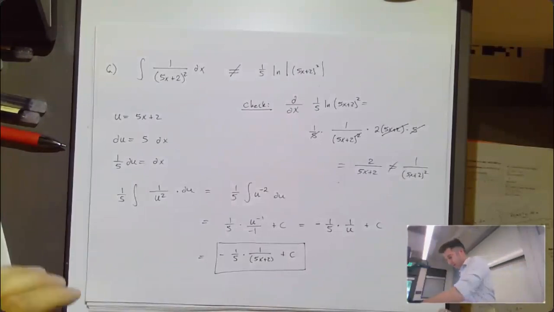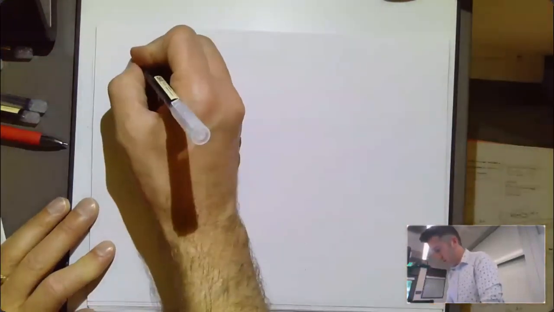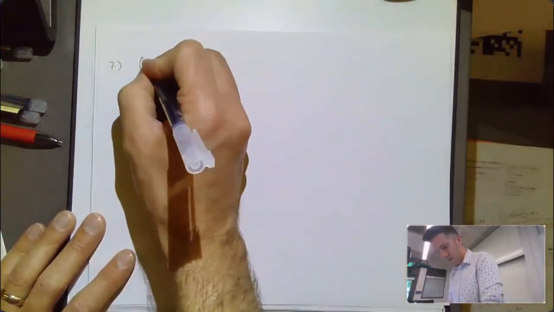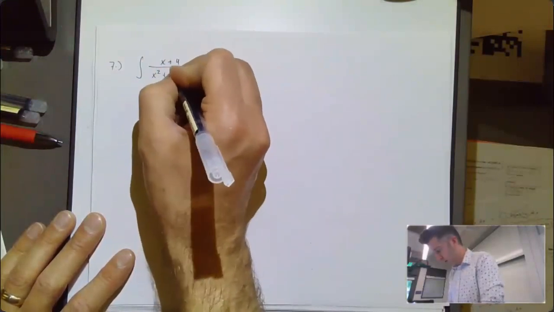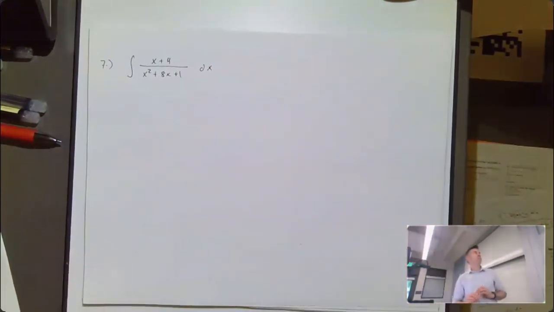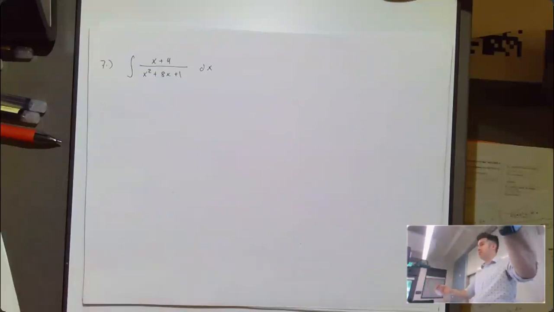So let's try this one. So we're going to do the integral, let's keep the numbering, 7, of x plus 4 over x squared plus 8x plus 1 dx. So now things are getting a little trickier. When we're faced with integration, currently we only have a couple things we can do. We can either simplify it. We can't really simplify that, right? There's no nice way of making that look different.